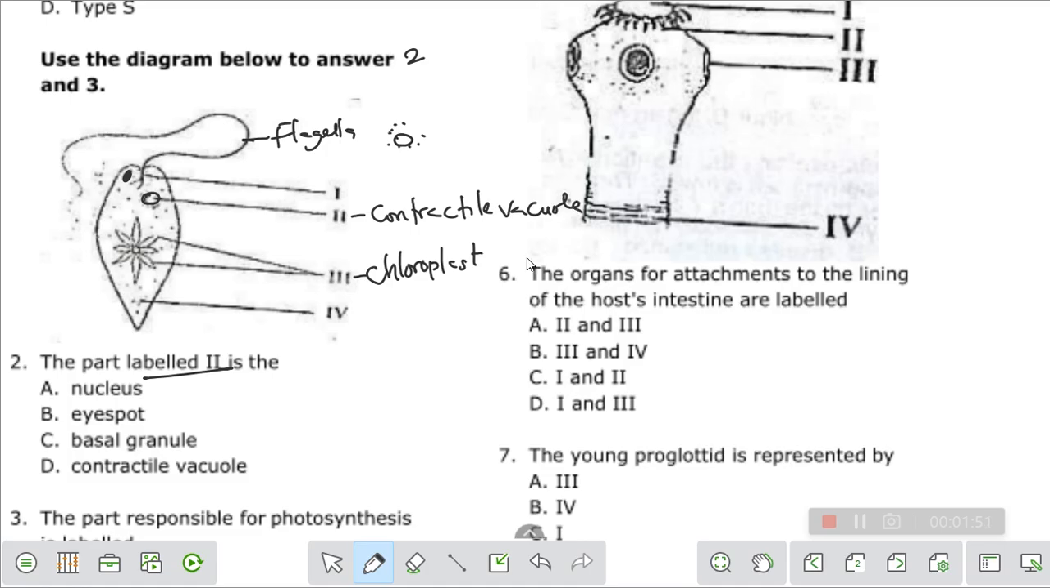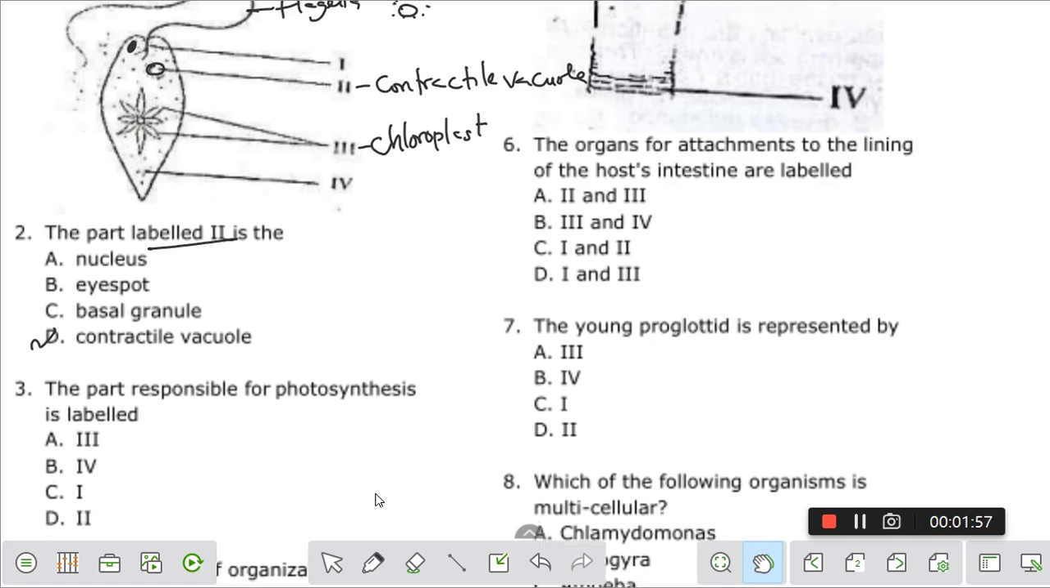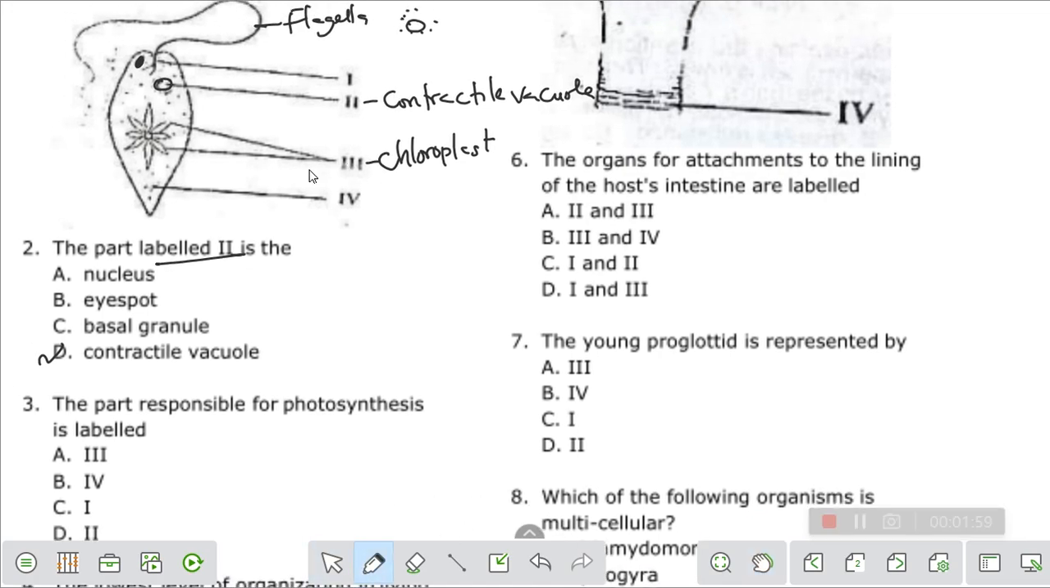Now they asked for the part responsible for photosynthesis, and most of you already know that it is the chloroplast that functions in photosynthesis. I told you number 3 is the chloroplast, so that will be your answer. Now what do you think is number 4? The dots in this place are actually paramylon granules.